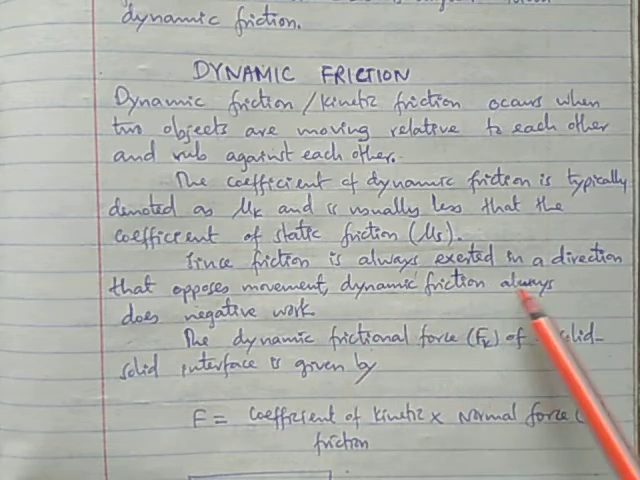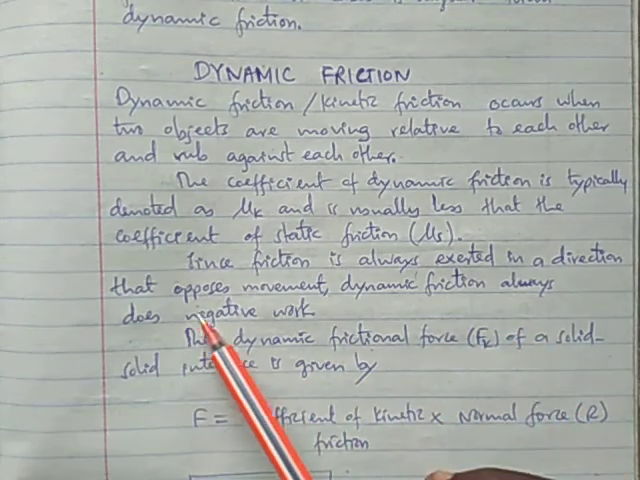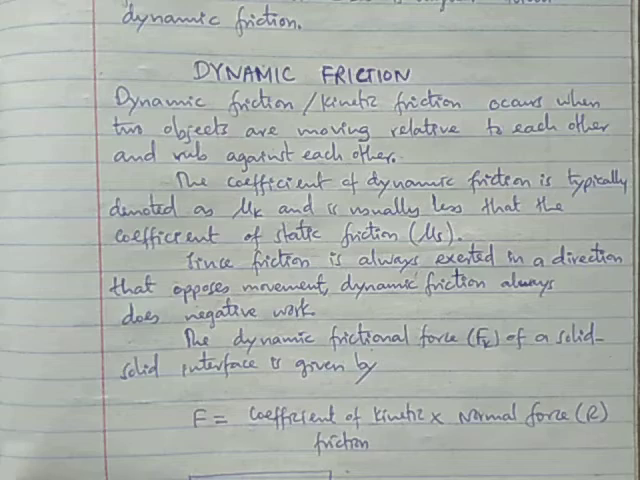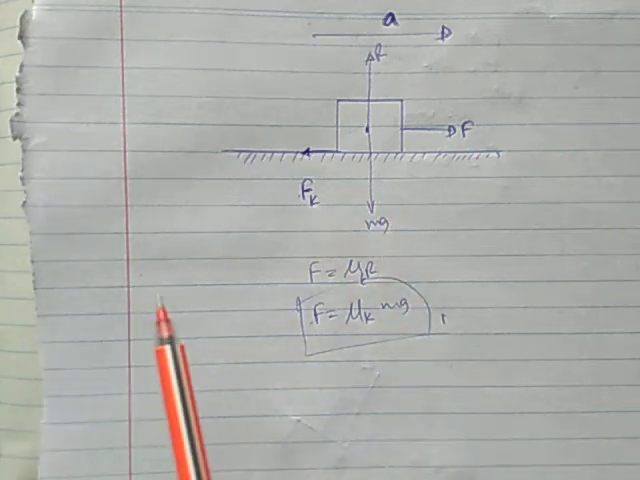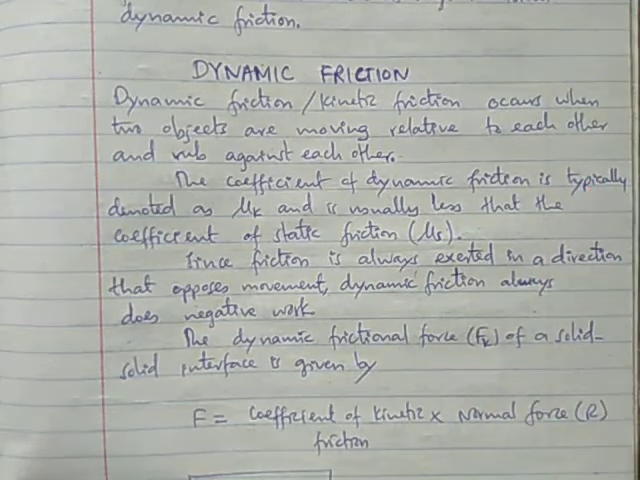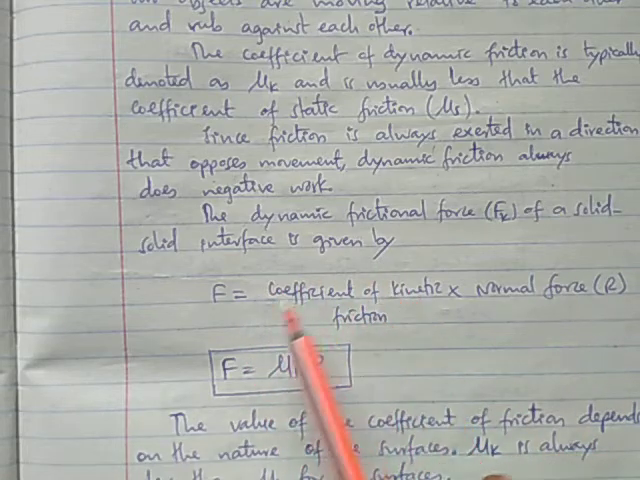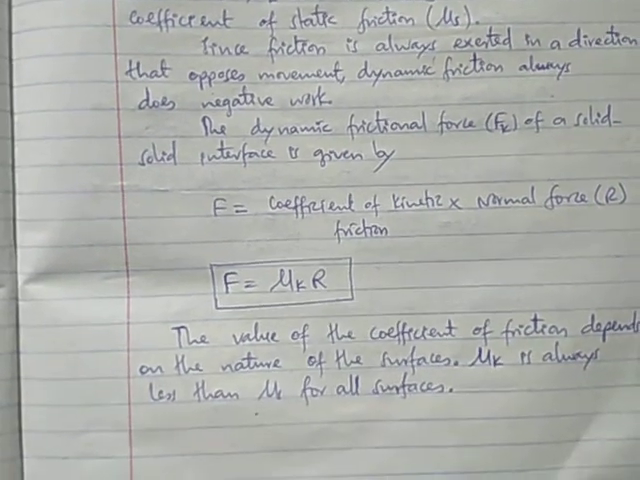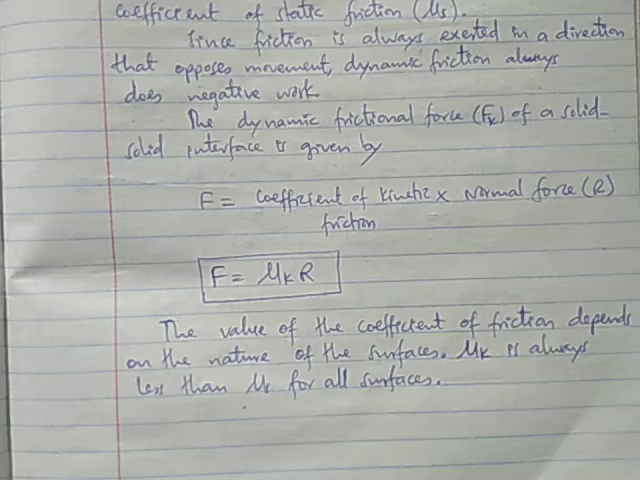So since friction is always exerted in a direction that opposes movement, dynamic friction always does the negative work. Dynamic friction inafanya kama inakipull kitu kwa nyuma. When this body is moving in this direction, dynamic friction is doing as if it's pulling it back. Fk of a solid interface is given by F is equal to coefficient of kinetic friction times normal reaction R. So the value of coefficient of friction depends on the nature of surface, and mu K is always less than mu S for all surfaces.